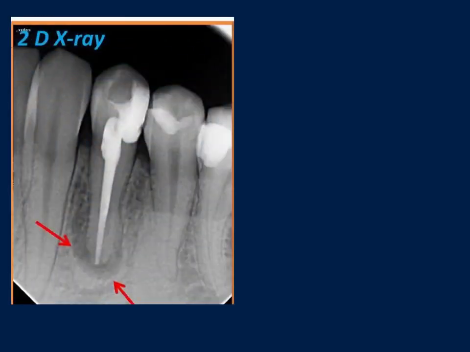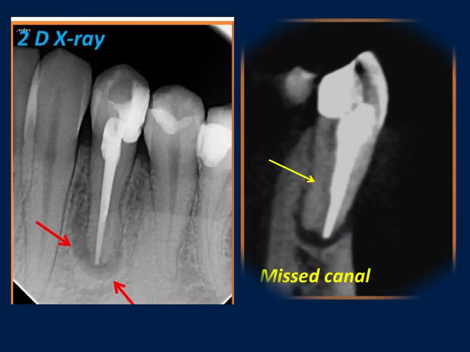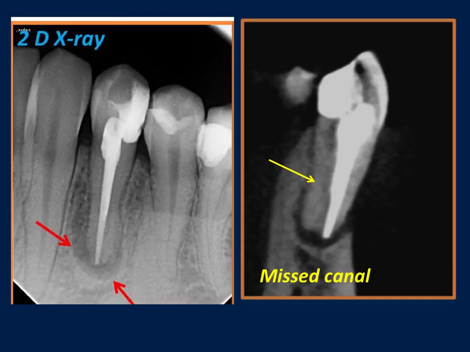Look at this here. We have this premolar. The X-ray is good, but we have a periapical lesion. Why did this periapical lesion occur? Let's take cone beam. Cone beam showed me a missing root. With this missed root or missed canal, the periapical lesion occurred.